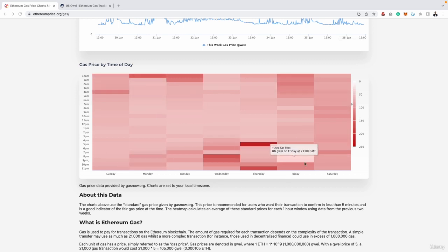So if I was looking at this chart, let's imagine it is Saturday right now, and let's imagine it was 7 p.m. GMT time. If I can see that this color is darker than the previous color, which would be above it, 6 p.m., then I am not going to make a transaction. I'm going to wait for this little segment to come down to a brighter color so I know that I'm not overpaying for gas.